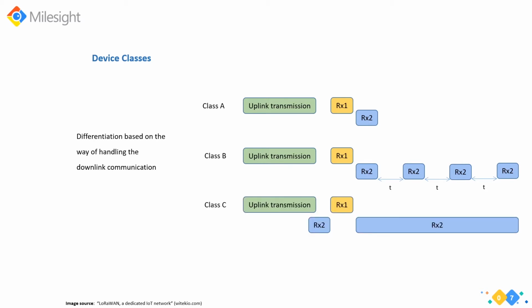And with Class C, the windows keep opening. Okay, here you can see, you can send a message to the end device at any moment you want. So the network can send commands back at any minute it wants. So as a result, Class C is the mode using the most resources, but there's almost no downlink message latency.